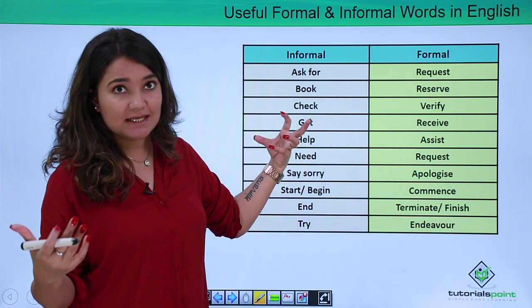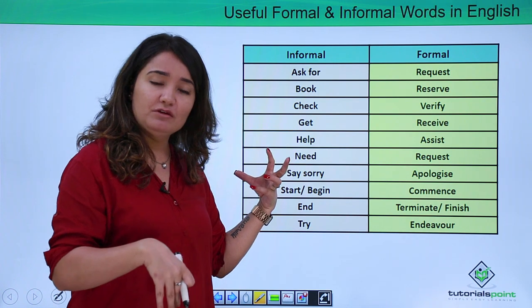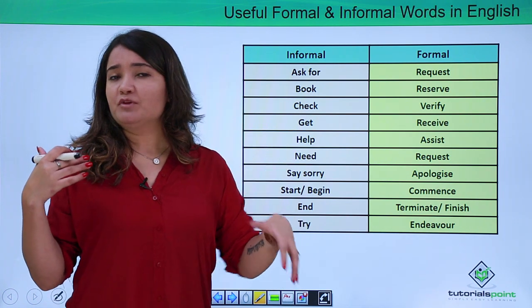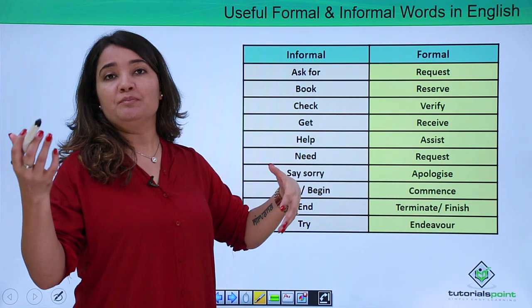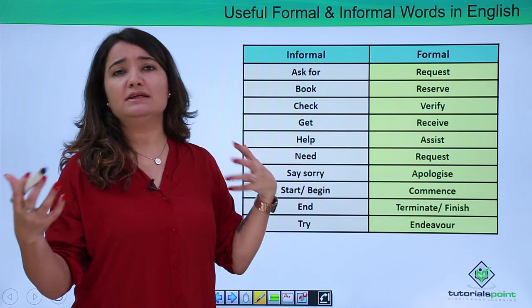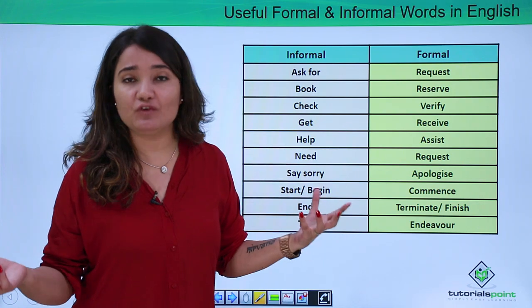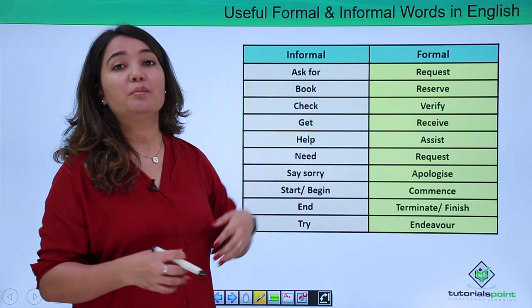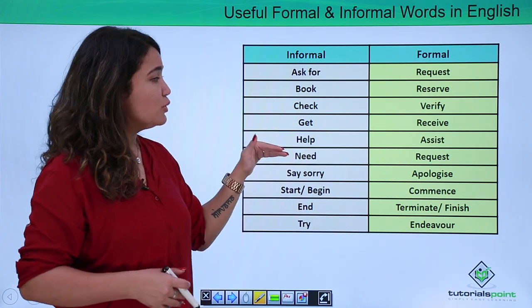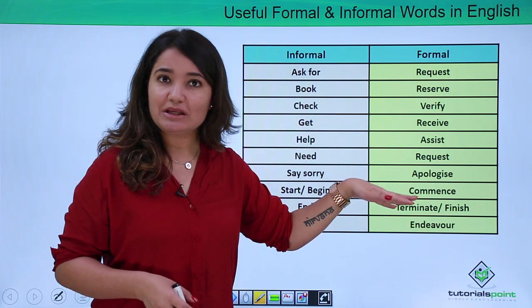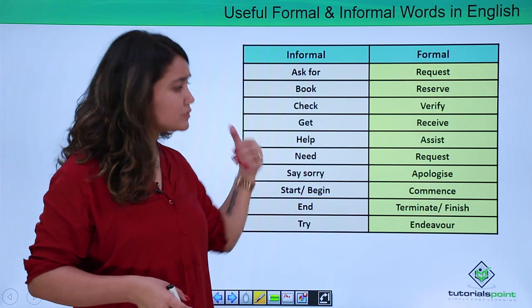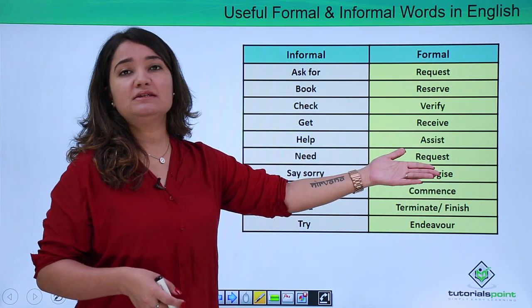Same goes for get. Get, again, an informal way. Can I get your name? Or could you get me a cup of coffee? And receive, right? So, I didn't get your email, I didn't receive your email. So receive is a better formal way. Same goes for help and assist. Could you help me pick this up? Could you assist me in my work today? So again, a formal variant, assist.